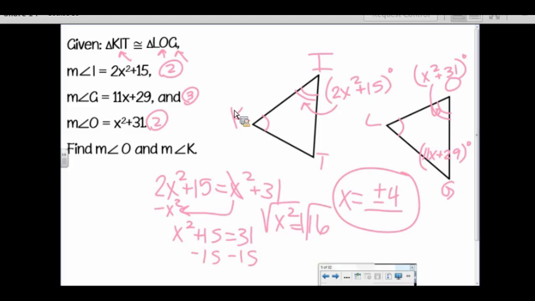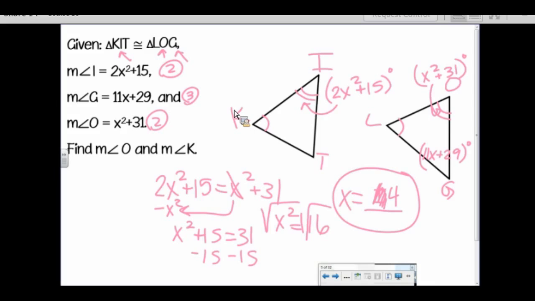Uh-oh. Does it work in G? Plug negative 4 in. 11 times negative 4 is negative 44. That 29 is not enough to make it positive. So X is actually just plain old 4. Sometimes you keep both answers and sometimes you throw one out. And this is one of the throw one out kind of situations. Good. All right, so X is 4.